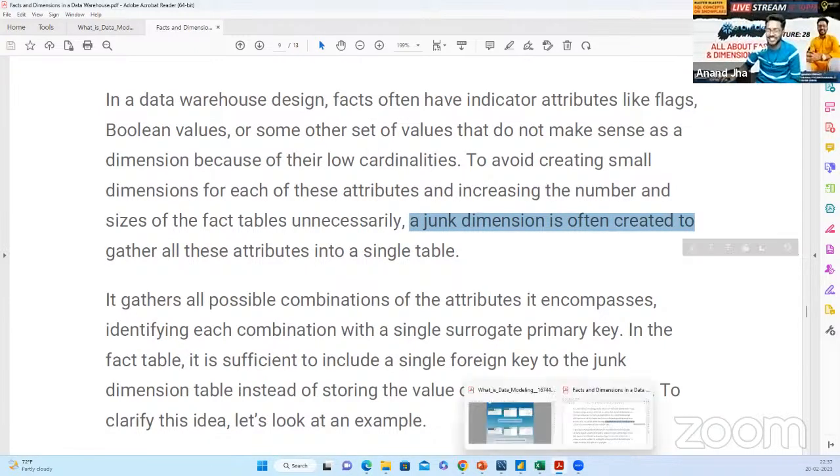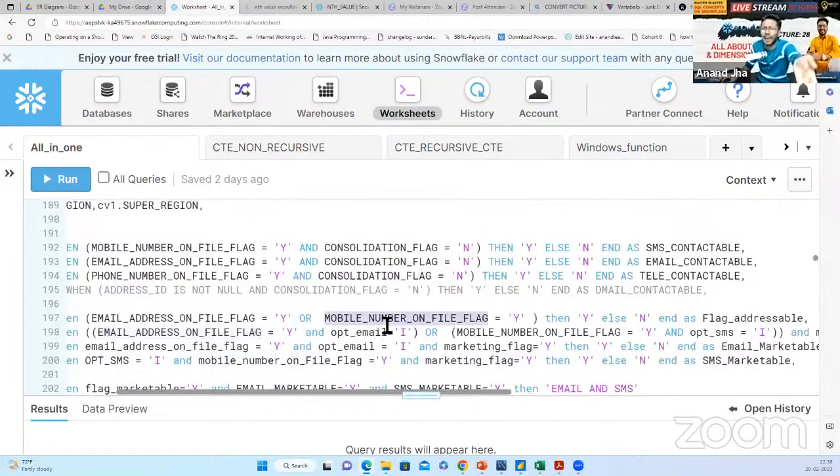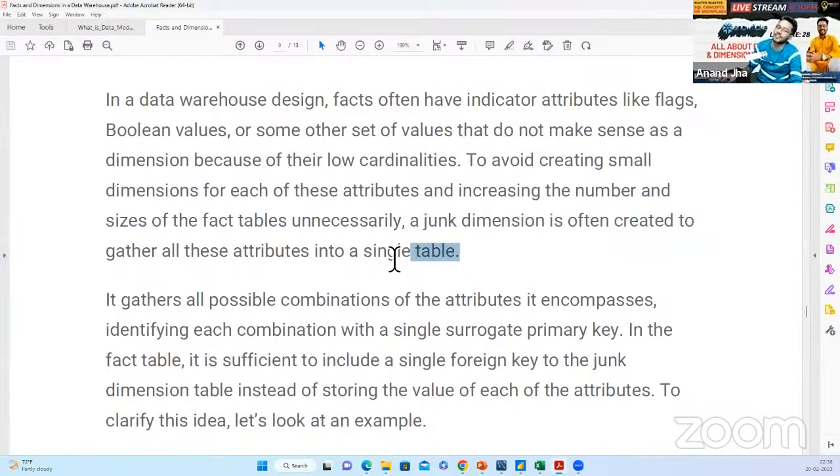So whatever you are seeing here, guys, all these flags, I will create one table. What table will I create? I will create one table called dimension, with opt email, opt SMS, email address, mobile number, consolidation flag, SMS marketable. Whatever yes and no Boolean values you see, I will put in one small dimension table, and the database designer will push them into a single table.